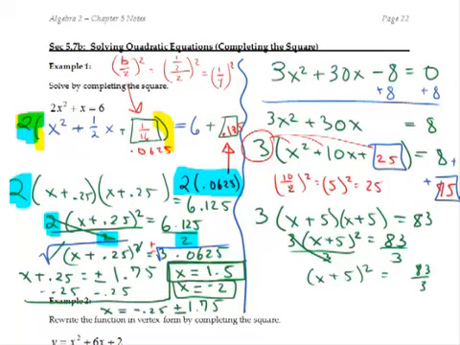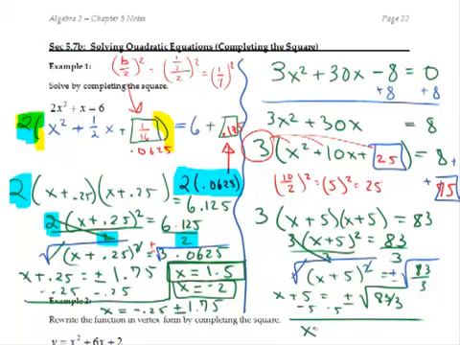Square root both sides. Put the little plus minus. Cancel, cancel. So we end up getting x plus 5 equals plus or minus the square root of 83 thirds. Minus the 5 from both sides. So we get x equals negative 5 plus or minus the square root of 83 thirds.